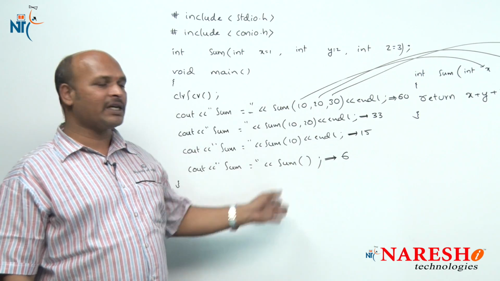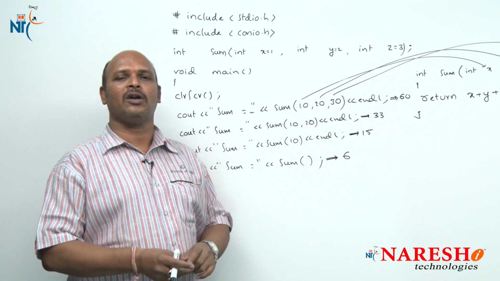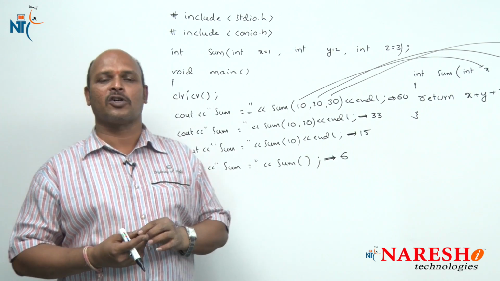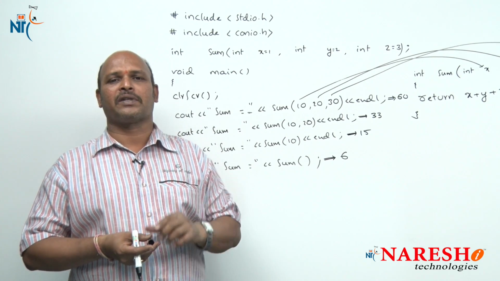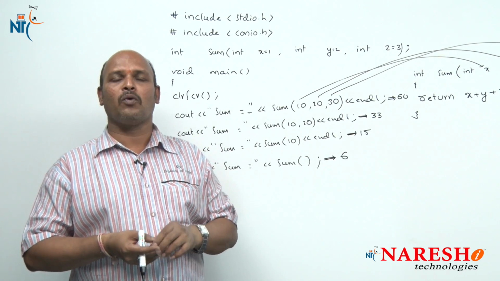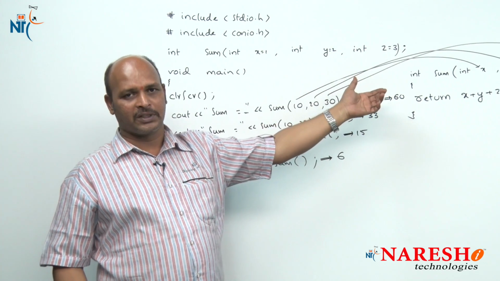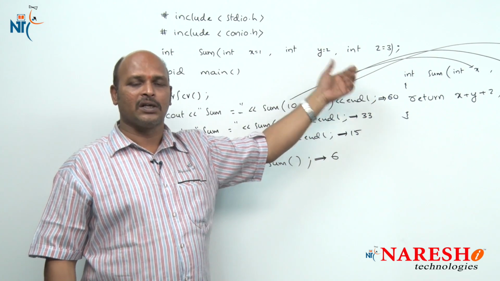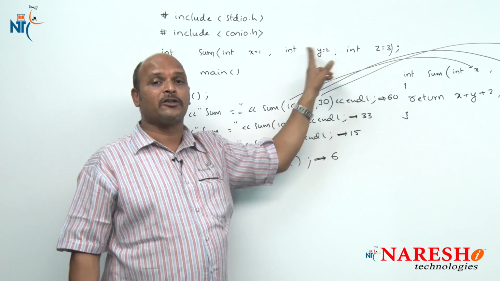That is why we can define several functions with different arguments. It is called functions with default arguments, and here certain rules are there for functions with default arguments. Now what is the rule? First thing, in functions with default arguments, the value should be sent from right to left.